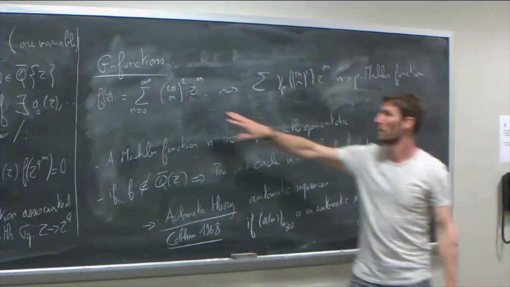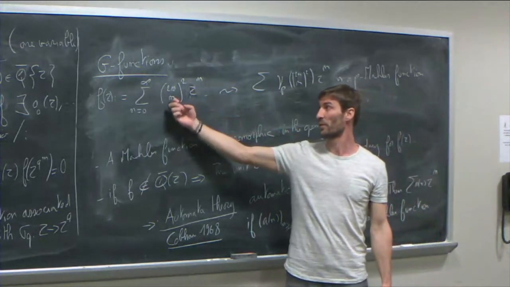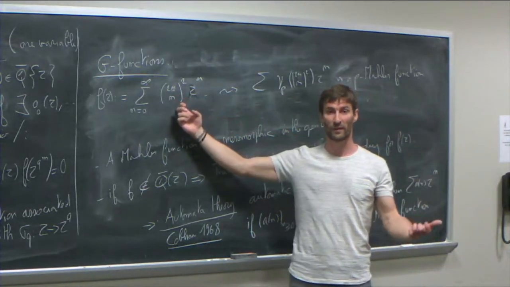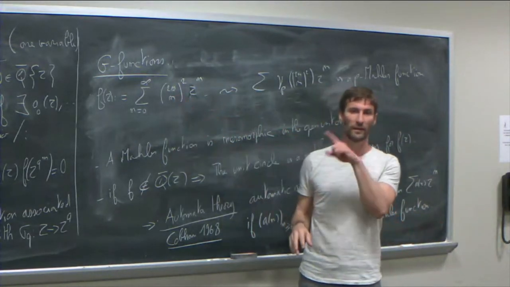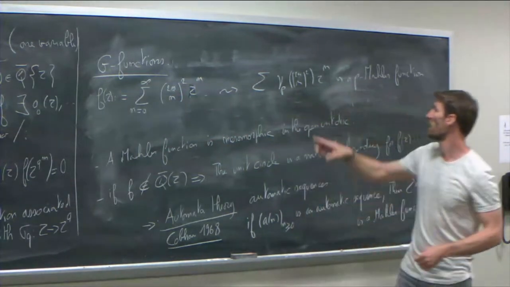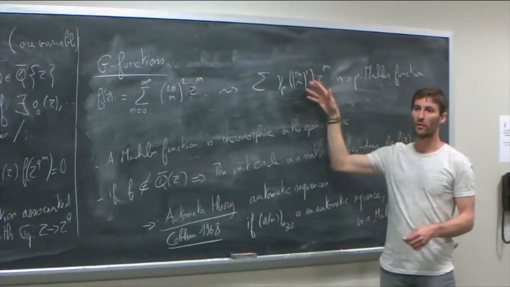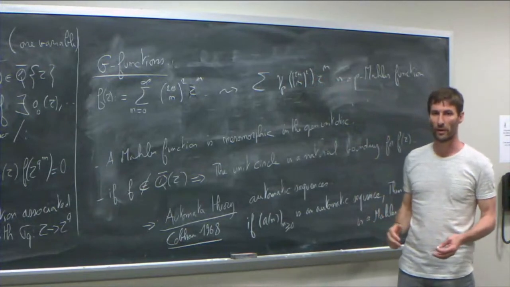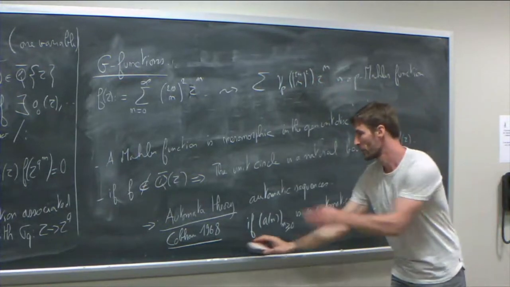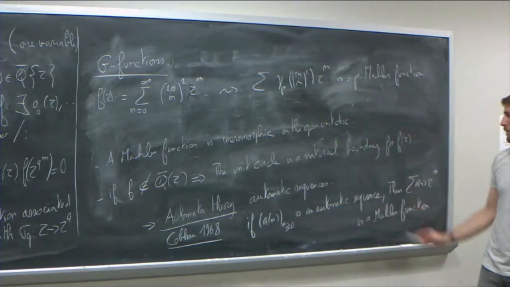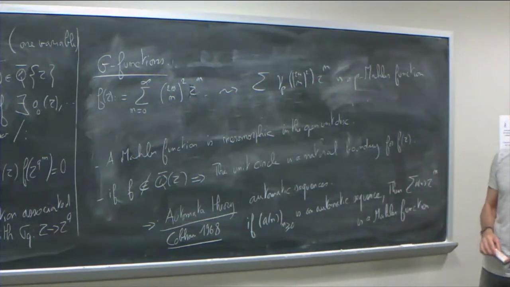So you have some coefficient that counts something. In that case, it counts lattice paths in Z^2. And this p-adic valuation then connects you to Mahler theory. I will try to explain that, but the main connection comes from automata theory.